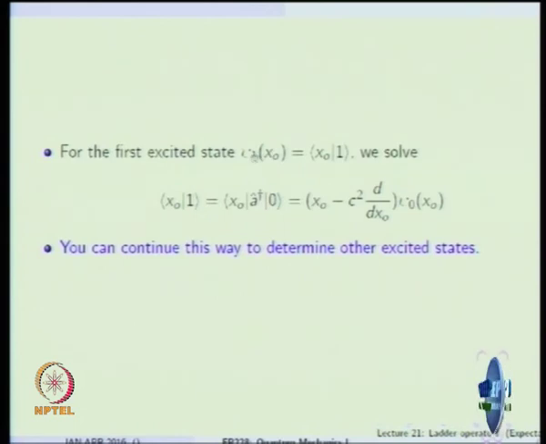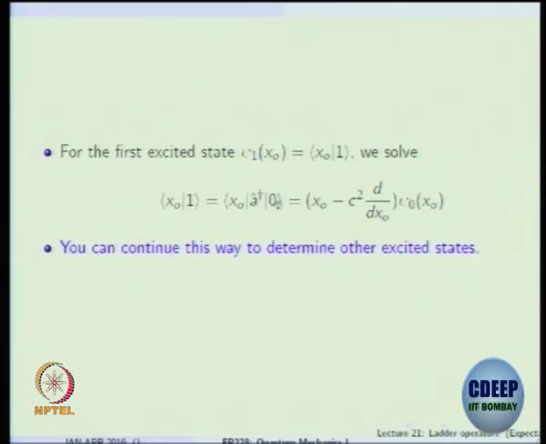How do you find the first excited state? Take the ket 1, find its projection on x naught, and that will give you the position space wave function of the first excited state at a point x naught. I can write that as x naught with 1, which is a dagger on 0.